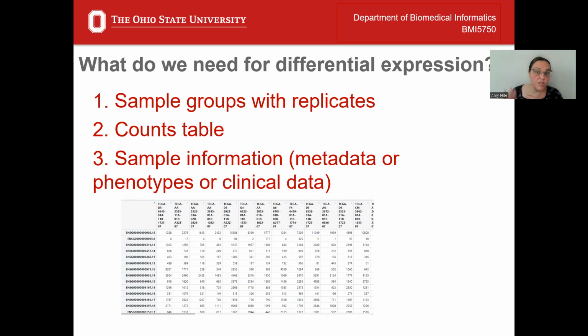The third thing you need for differential expression analysis is that sample information. You need groupings for your samples. So for every single sample, you need to know whether it belongs to group 1 or group 2. And your group 1 and 2 will be defined by your experimental question. So in our case, it's tumor and it's normal tissue.